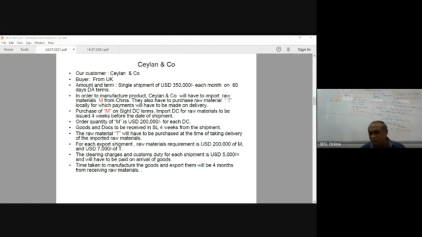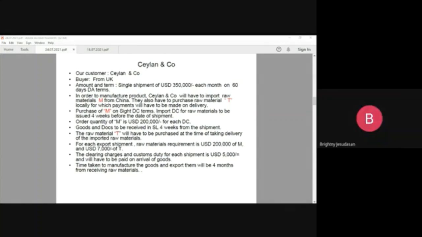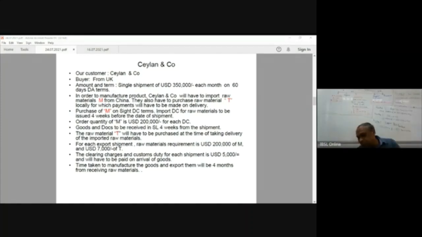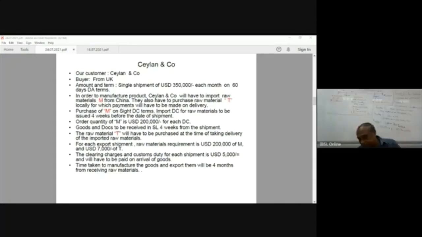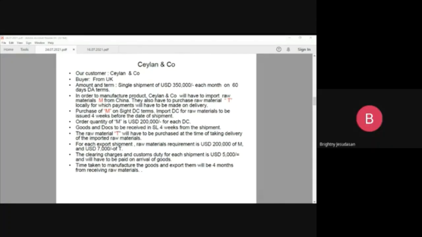Yeah, so this is a DA bill, not an LC, but a DA export bill, where the bank will not take any undertaking. So how can we give export bill discounting for them? Since this export is done through DA terms, not LC terms, the exporter's bank is not taking any undertaking.